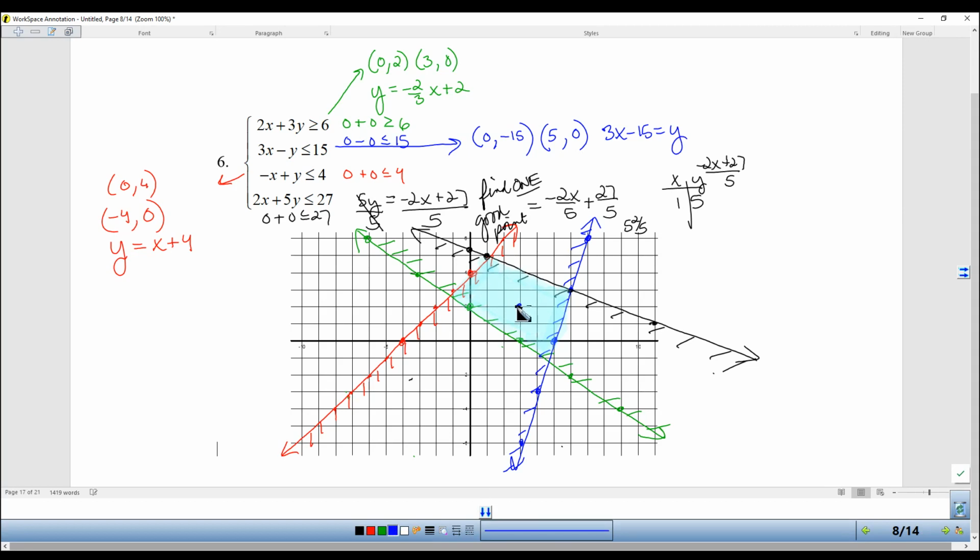So if you picked this one, 3, 2, because it's in this region, it should work in all 4 of these graphs. All right, that is it for section 7.5.